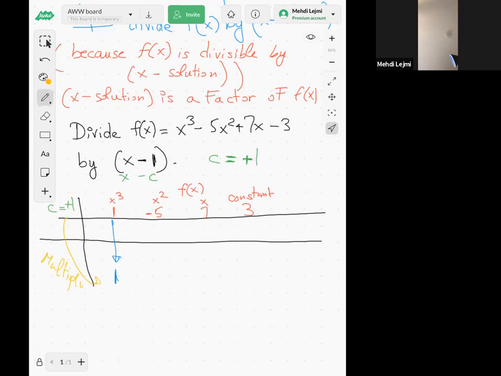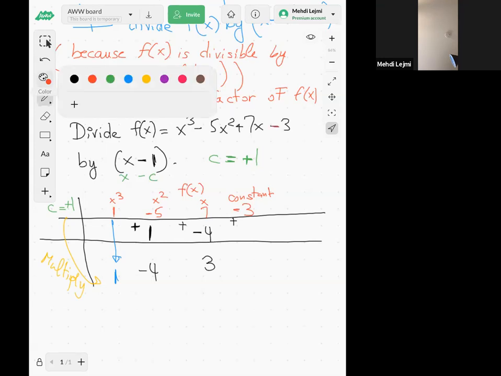So 1 times 1 is going to be positive 1. So here's my positive 1. Negative 5 plus 1, it's negative 4. Negative 4 times 1, it's negative 4. 7, so here's addition, of course. Here's a plus. So 7 plus negative 4, so that's positive 3. Sorry, this is a negative 3, of course. Right? This is a minus 3, so it's negative 3. So 7 plus negative 4 is positive 3. 3 times 1, it's positive 3. And negative 3 plus 3, that's 0.